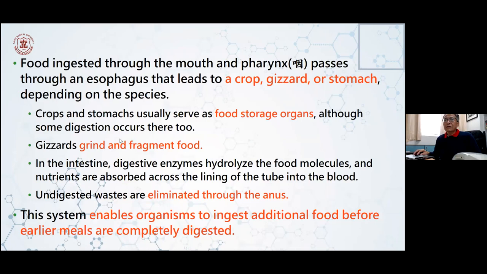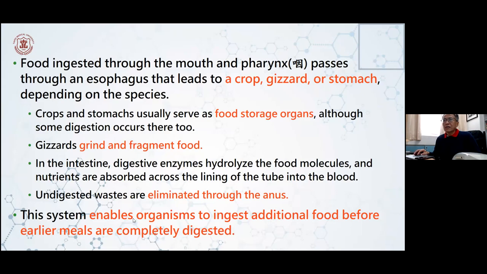And then after the storage and after grinding the food, the food will move to the intestine. The intestine is very important for digestion. There are several digestive enzymes in the intestine. The enzymes will catalyze the hydrolysis of the food into small monomers. And the undigested waste is eliminated through the anus.